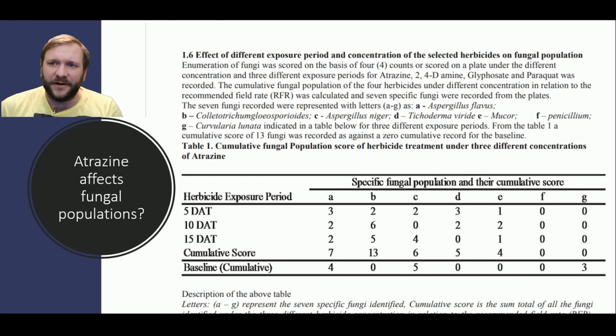And what's interesting here is that when you take a baseline, so that would be our control, we're not seeing a lot of fungal populations. However, post application, 5 days, 10 days, 15 days, you kind of see scores jump all over the place. And the only real true decline you see would be in category G, and that would be our specific fungi that was heaviest affected.